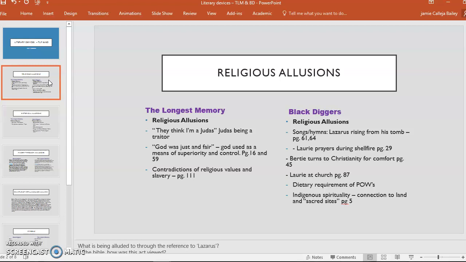Secretly, though, he is celebrating the fact that at least the war had allowed him to walk in the Holy Land. Now, if we can see here, this is this idea of Indigenous spirituality, that links not only to Indigenous culture, but that connection to land and sacred sites, which we see on page 5.